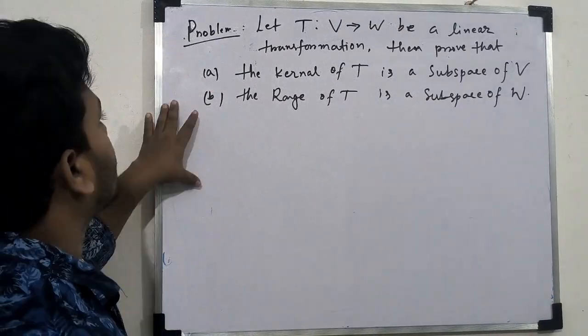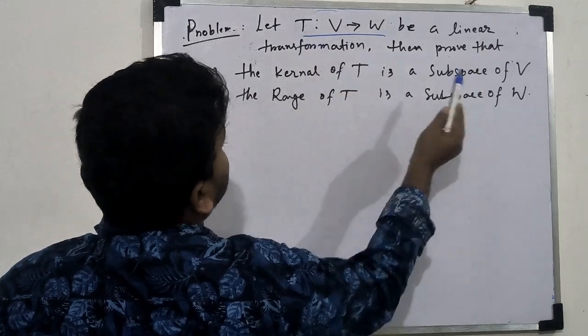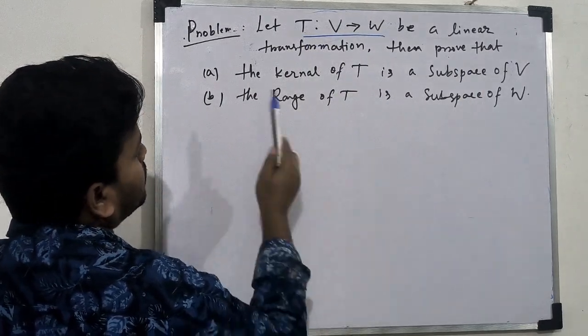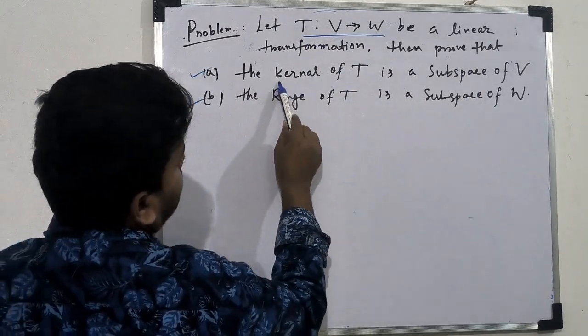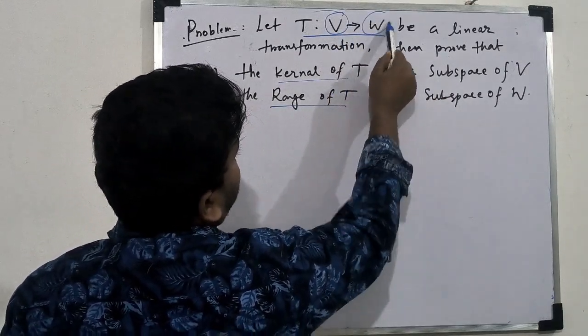So today I will solve some problems. So first problem is, let T from V to W be a linear transformation. Then we have to prove this and this. That is, kernel T is a subspace of V and range T is a subspace of W.